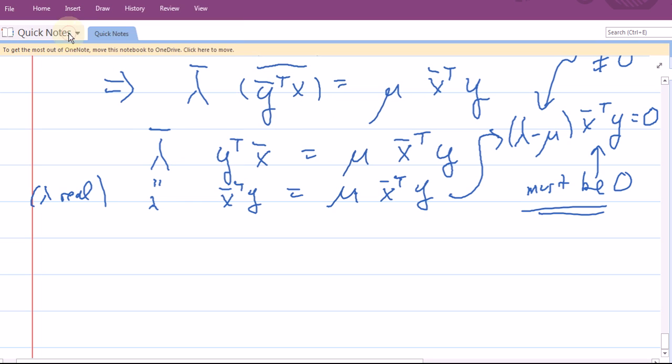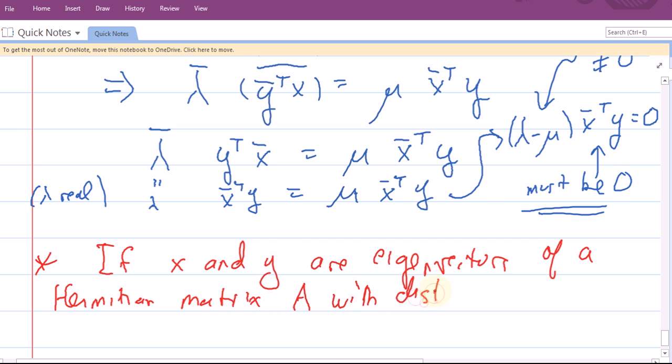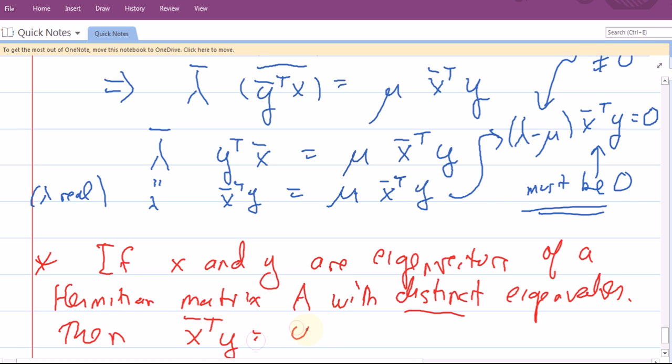So my final result is that if x and y are eigenvectors of our Hermitian matrix A with distinct eigenvalues, then x conjugate transpose y, which I could also write as y conjugate transpose x, it's the same thing, is equal to 0. And that's what it means that x and y are orthogonal.